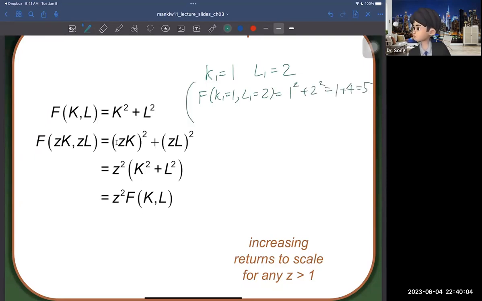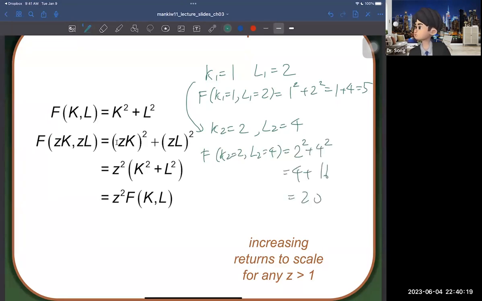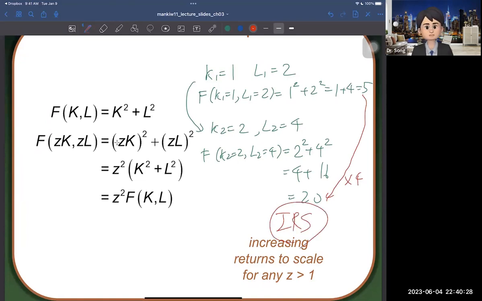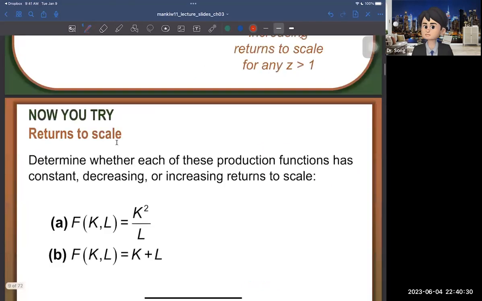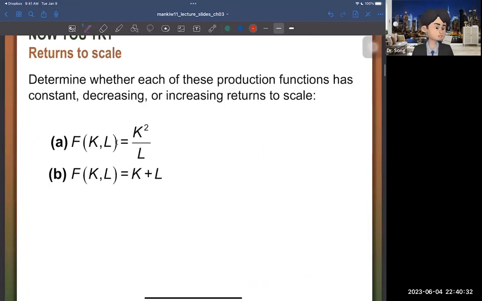Now you double the input, then K2 equals 2, L2 is 4. Then f of K2, which is 2, and L2, which is 4. Then 2 squared plus 4 squared is 4 plus 16. That is 20. Then what happened? You double the input, but the output is 4 times, right? That means you have more than double. That's increasing returns to scale. Okay? There are more examples, so you can play with it that way. Plug in the numbers, then you can find it.